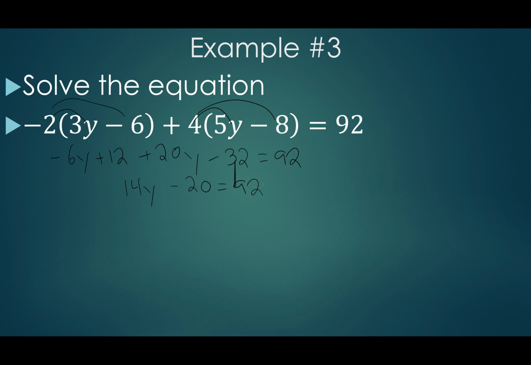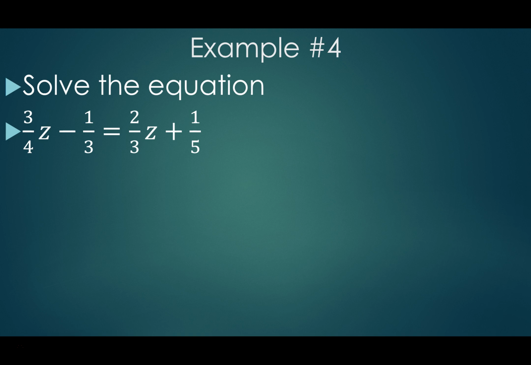So from here, we want to make sure that we've combined all our like terms, we again isolate the variable by adding 20 to both sides first. To get 14y equals 112. We then divide by the 14, the number in front of the y. And again, 112 divided by 14 is a positive 8. So y equals 8. So again, parentheses in the problem simply means we need to distribute the number on the outside to the numbers on the inside.